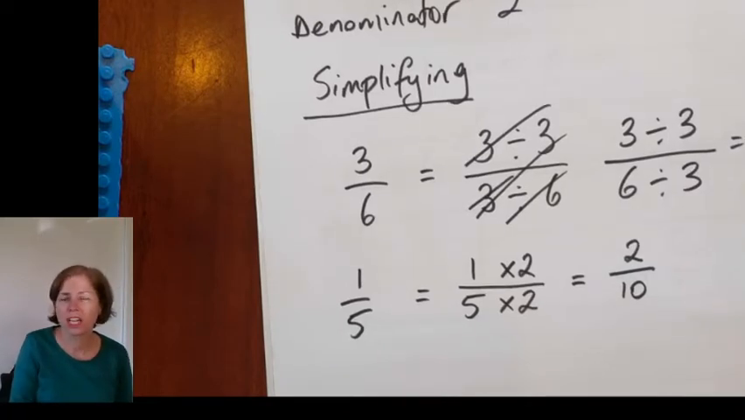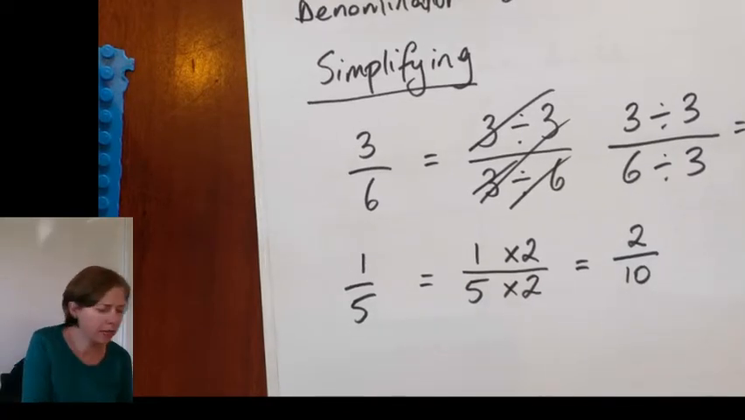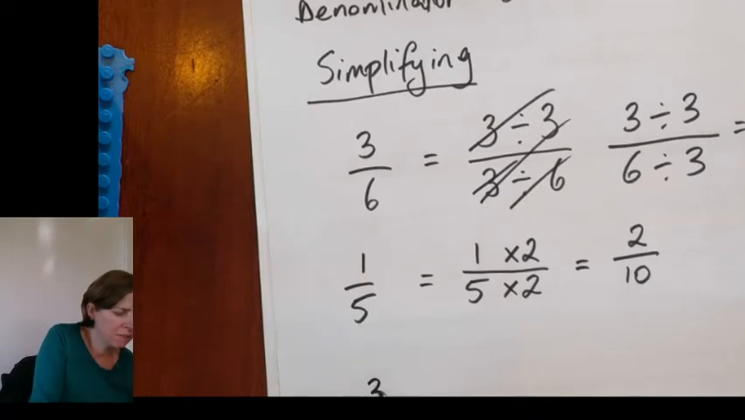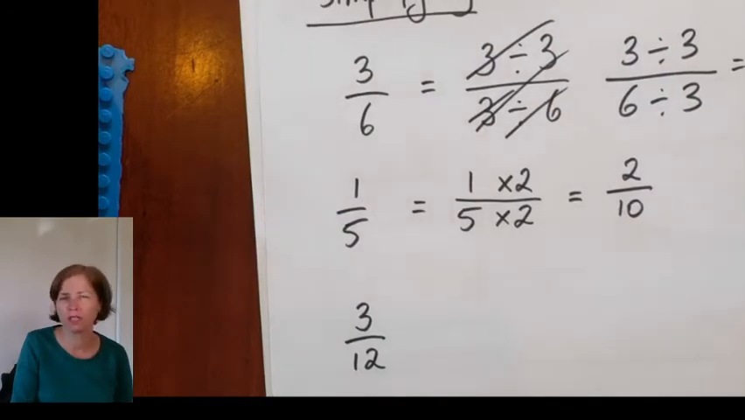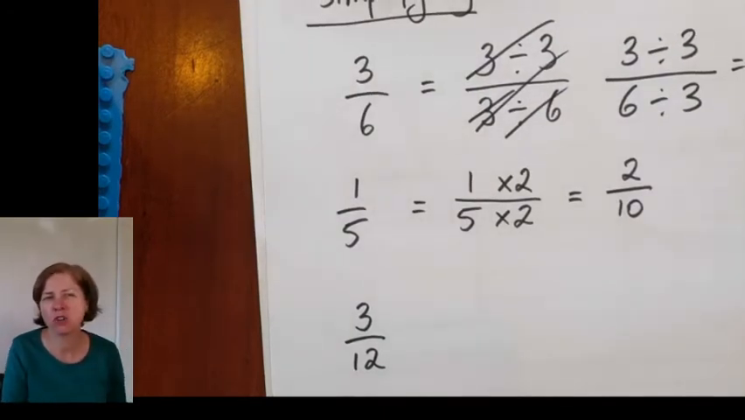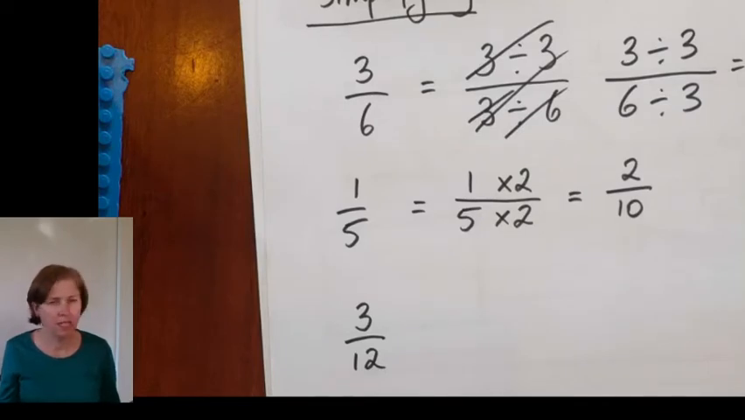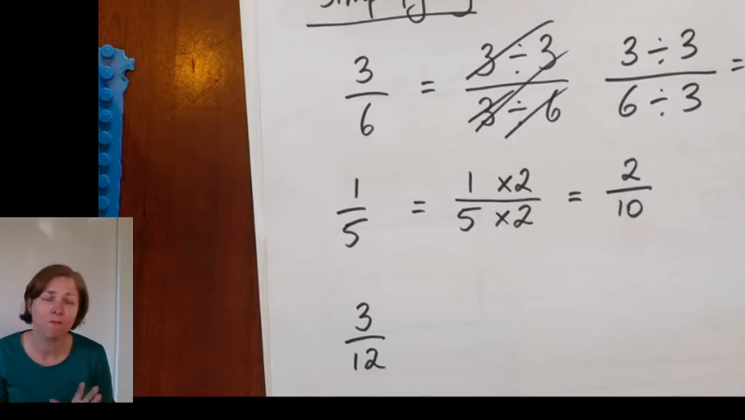What about going the other way and simplifying? I've got this number, 3/12. There it is, 3/12, and I've been told I need to simplify it to get the simplest possible fraction. How do I know what number I need to multiply or divide by? I'm not going to multiply because that won't make it into the smaller, simpler fraction. That will make it into something more complicated, and I want to simplify it.